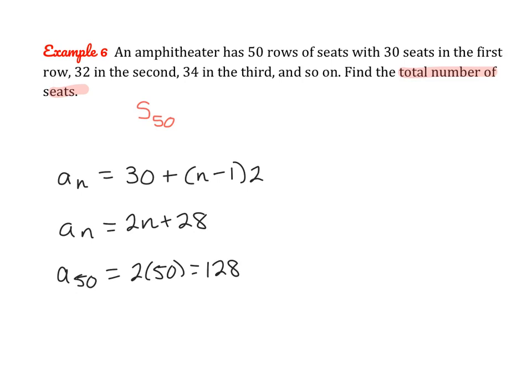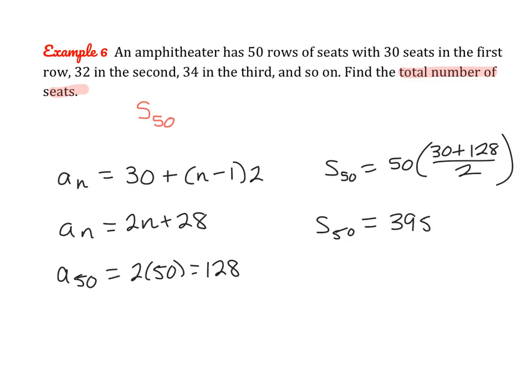So now we can find the sum of the first 50 rows by doing 50 times a sub 1, which is 30, plus a sub n, which is 128, all over 2. And we should get an answer of 3,950. So 3,950 seats.